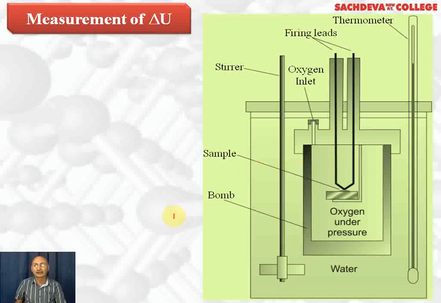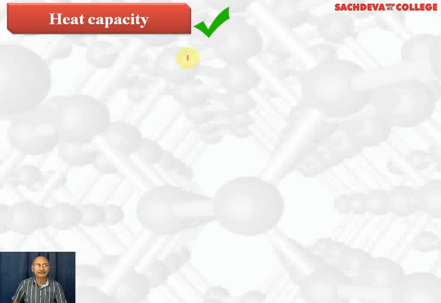Finding out rise in temperature, and then we apply the formula Q is equal to M into S into T2 minus T1. Q is heat evolved or absorbed, M is mass of water into specific heat of water into rise in temperature. Let's take up heat capacity.